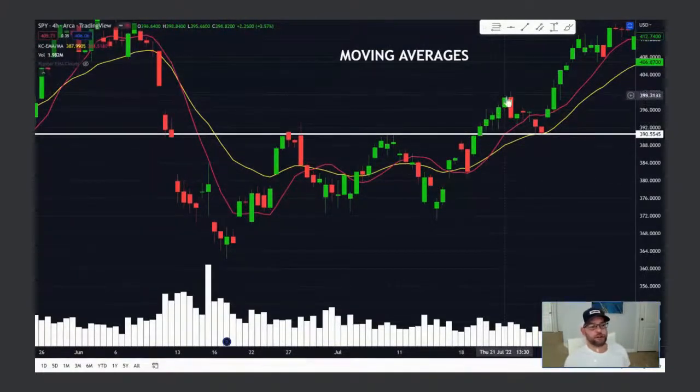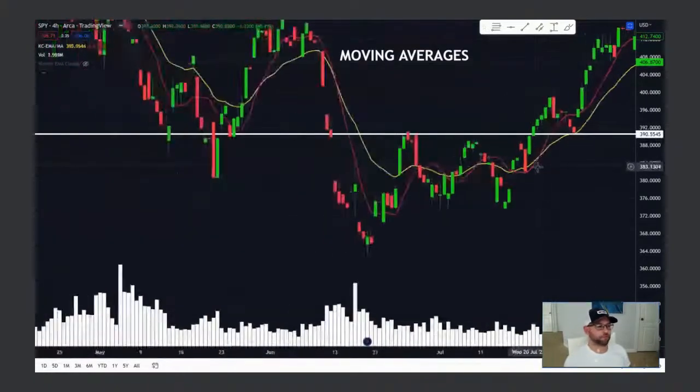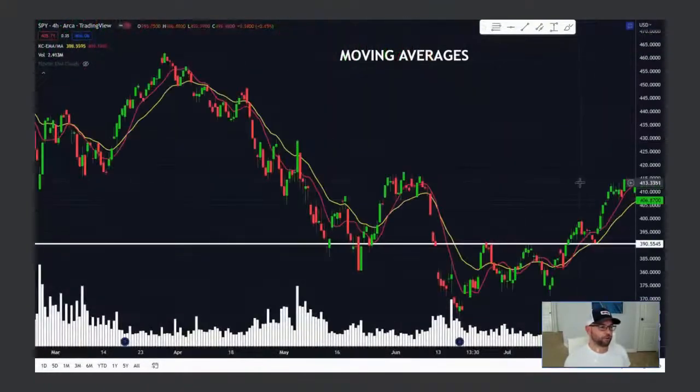Okay, good deal. Where am I going to enter a trade? I'd wait for a back test. We got a trend line and a moving average lining up. So let's look at some more of these moving averages.